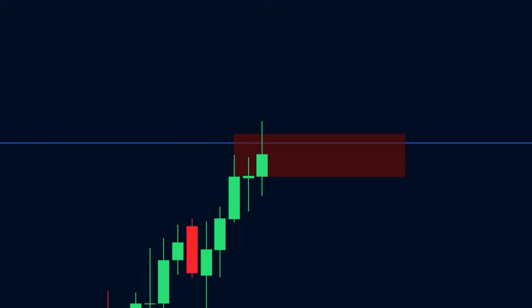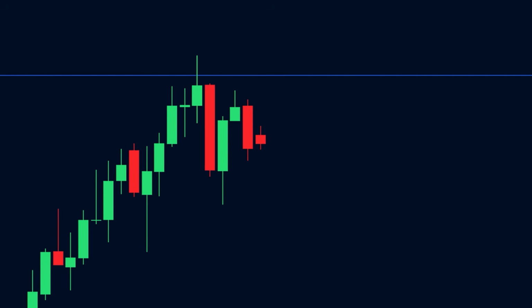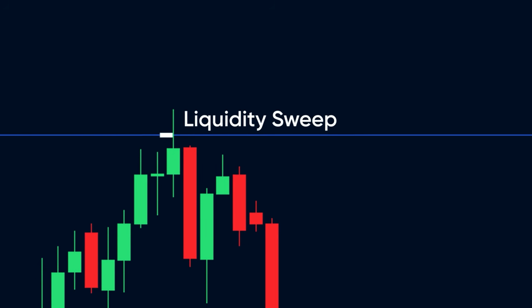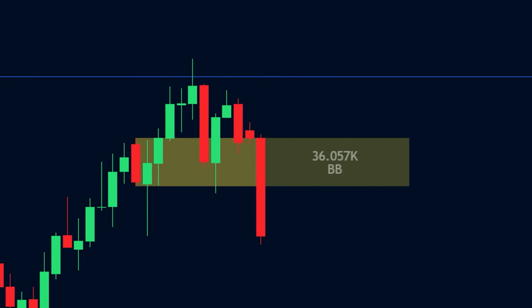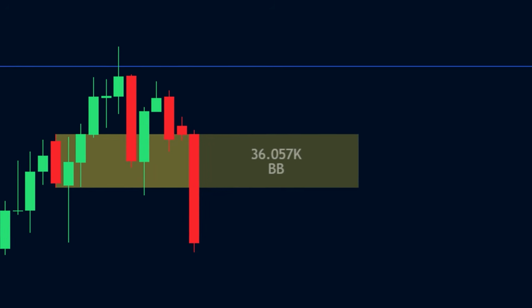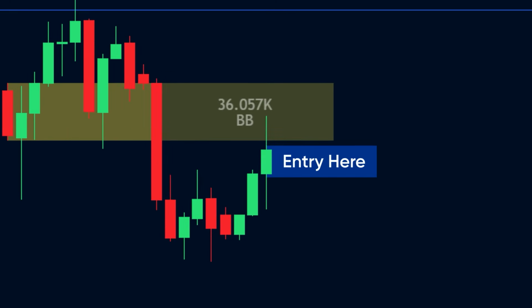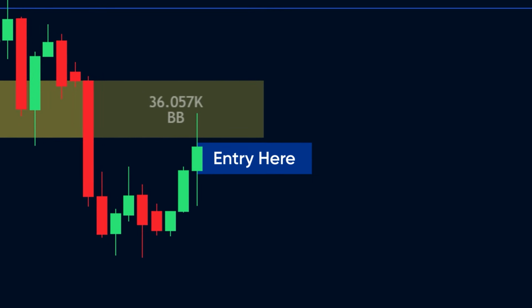They push price through the level, trigger all those stop loss orders, grab that liquidity, then reverse the market in the opposite direction. That's called a liquidity sweep, and right after the sweep, you'll often see a breaker block form. But here's the critical part. You don't enter immediately. You wait. You wait for price to pull back and retest that breaker block. That retest is your confirmation. That's your entry.